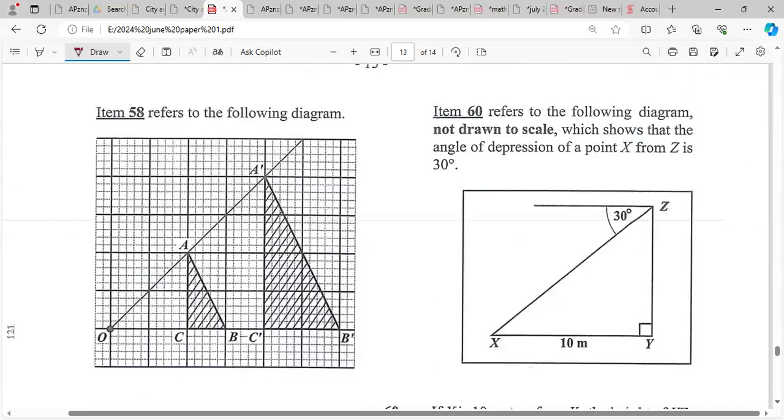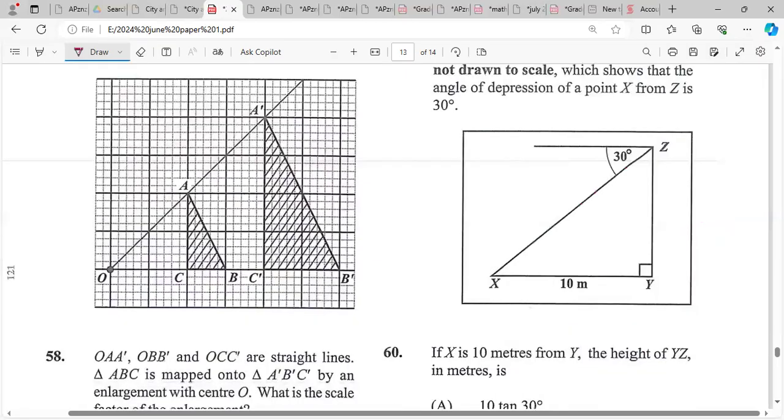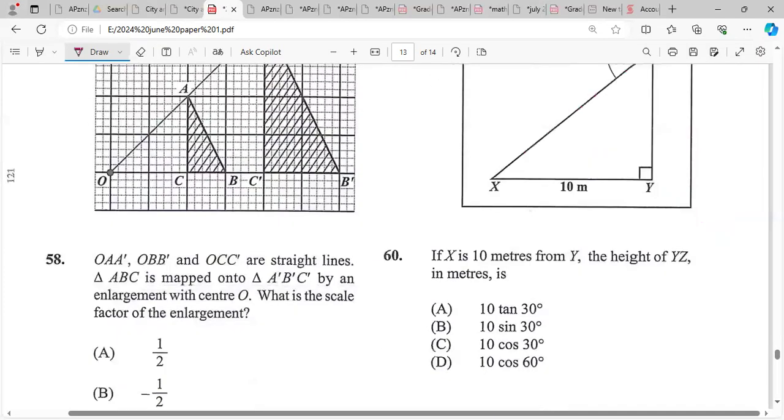58 refers to the following diagram of the enlargement. What is the scale factor of the enlargement? So here, this is the original. So we have 1 unit and then we have 2 units. So we can see that the scale factor is 2.